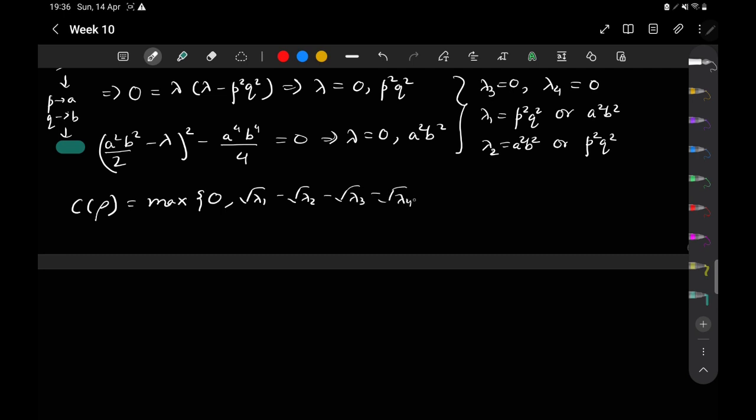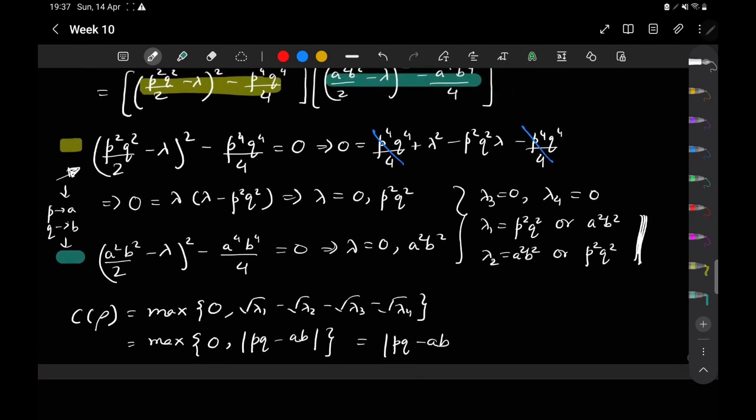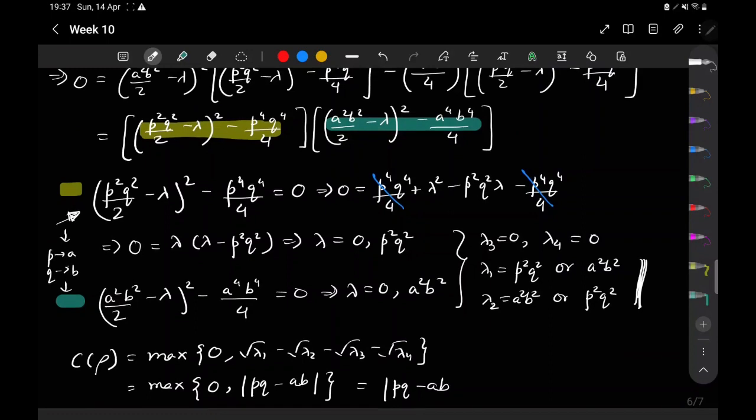So lambda 3 and lambda 4 is 0. So this is, and either one of these cases can be there. So we can put a mod, depending on which one is larger or not. So this is mod PQ minus AB. That's the concurrence, which is a measure of entanglement.